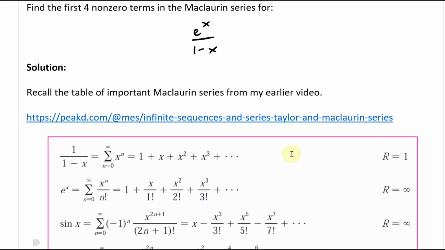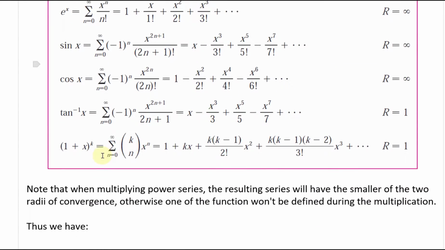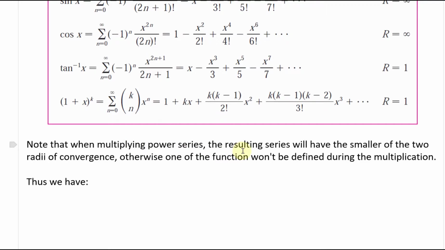Otherwise, you're going to be multiplying terms of one of the series not even defined for. So yes, it has to be the other one. Note that when multiplying power series, the resulting series will have the smaller of the two radii of convergence. Otherwise, one of the functions won't be defined during the multiplication.